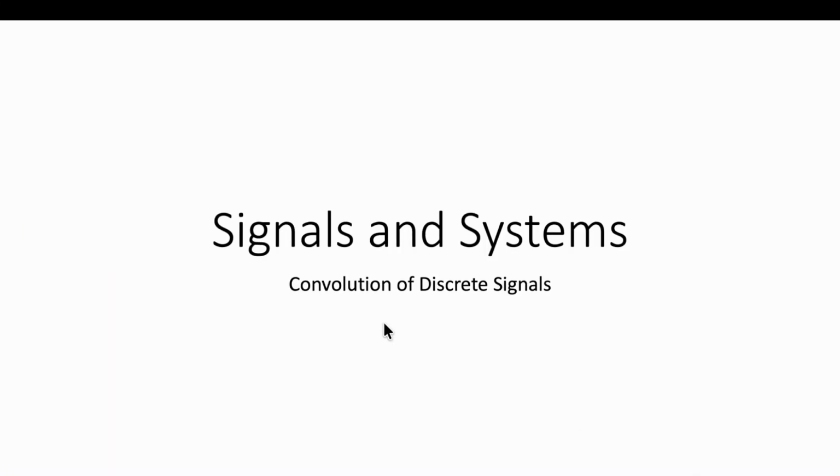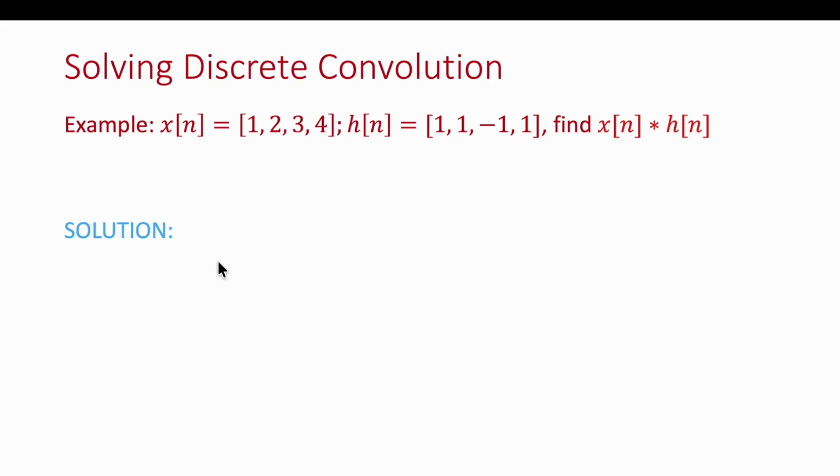In this video we will discuss the convolution of discrete signals. Let's have an example: x of n is equal to 1, 2, 3, 4. We have 4 samples in x of n and 4 samples in h of n. h of n is equal to 1, 1, minus 1, 1, and we need to find the convolution of x of n with h of n.